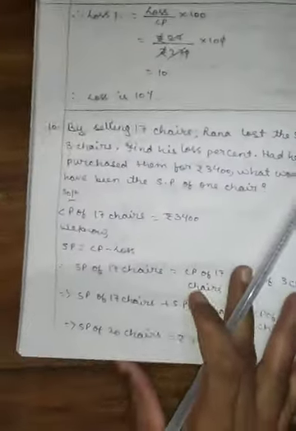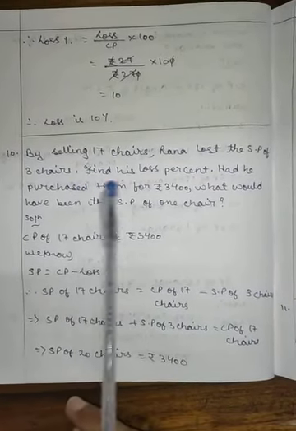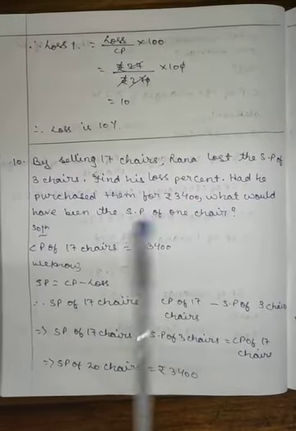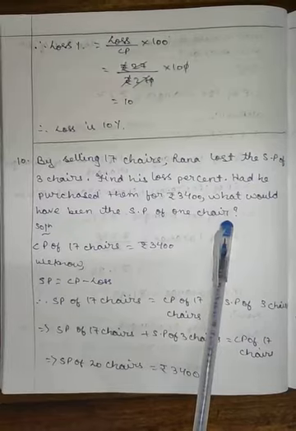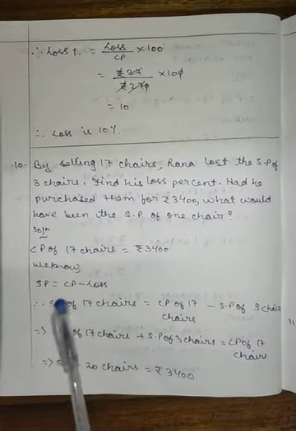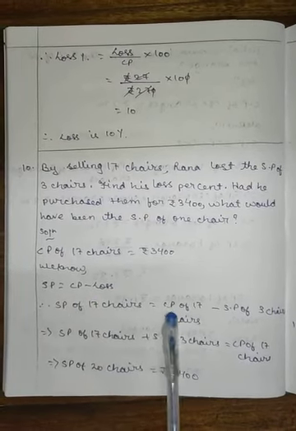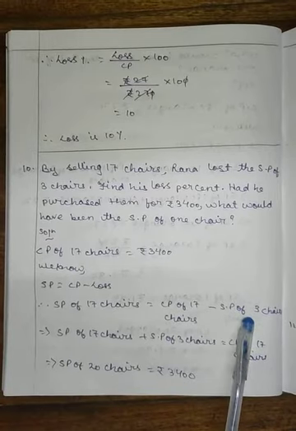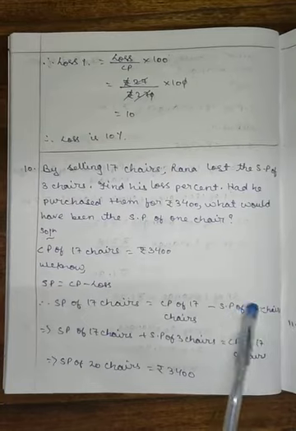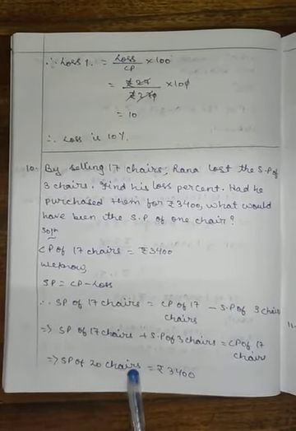Question number 10, same. By selling 17 chairs, Rana lost the SP of 3 chairs. Find his loss percent. Had he purchased them for rupees 3,400, then what would have been the selling price of one chair? CP of 17 chairs is rupees 3,400. We know SP is equal to CP minus loss. Therefore, SP of 17 chairs is equal to CP of 17 chairs minus loss, which is equal to SP of 3 chairs. So in place of loss, you write SP of 3 chairs. Now this one, bring this side, plus it. This plus this will give you SP of 20 chairs.